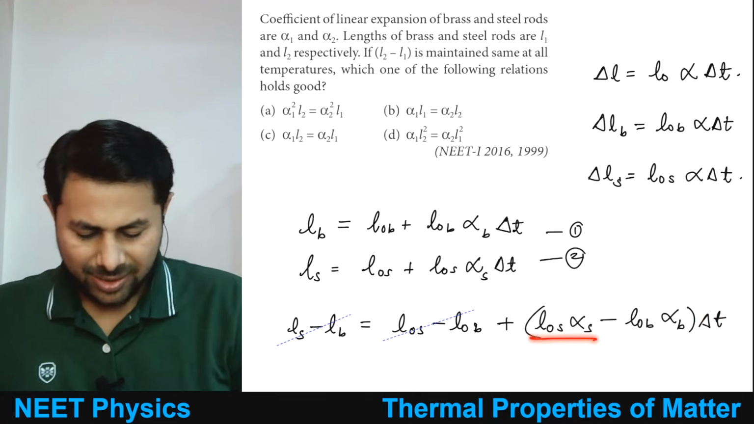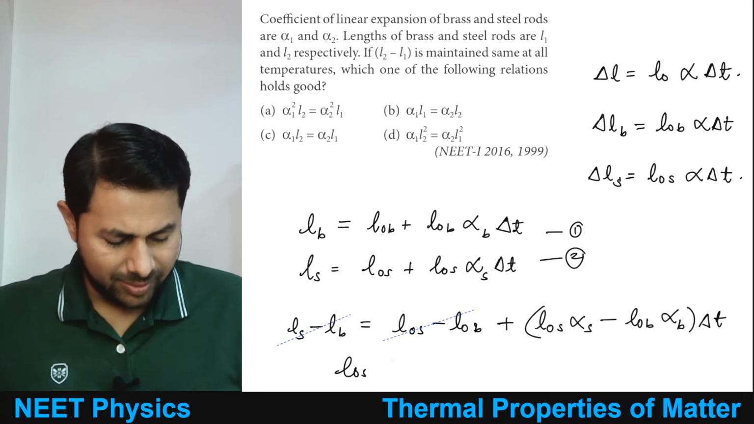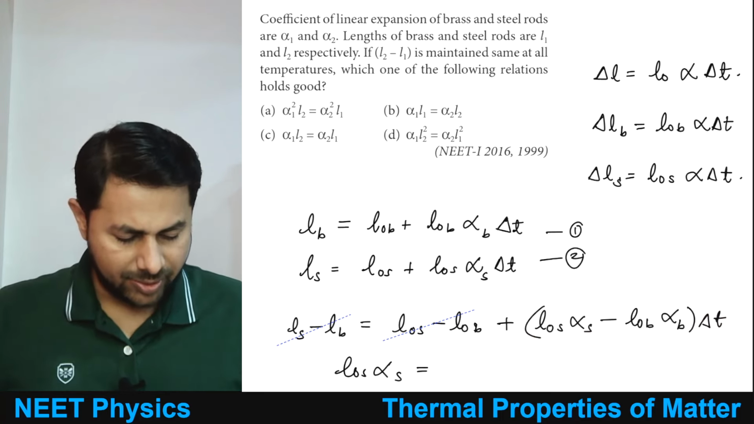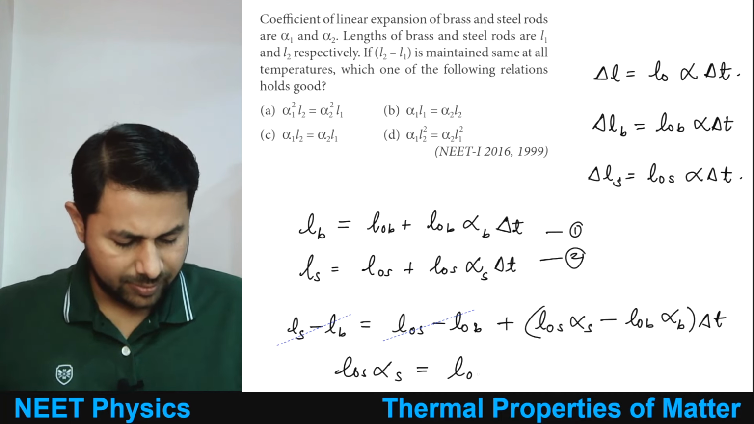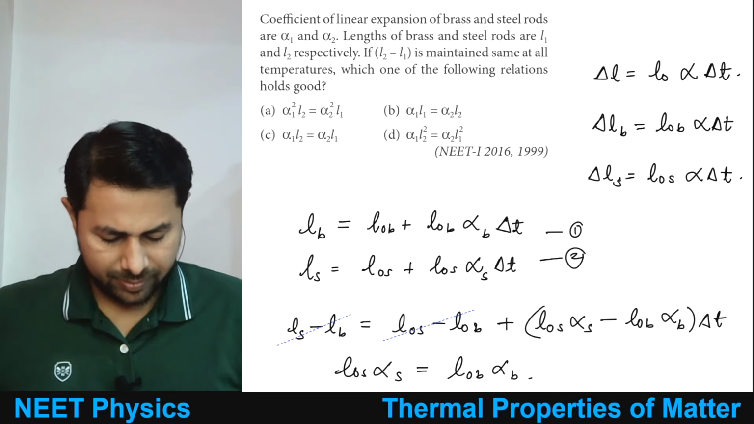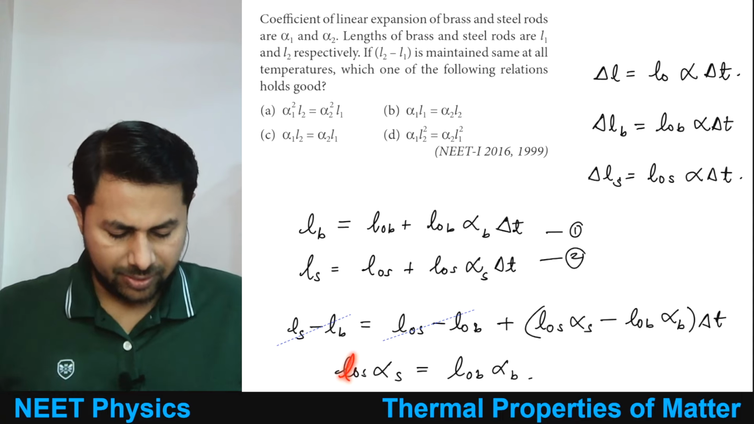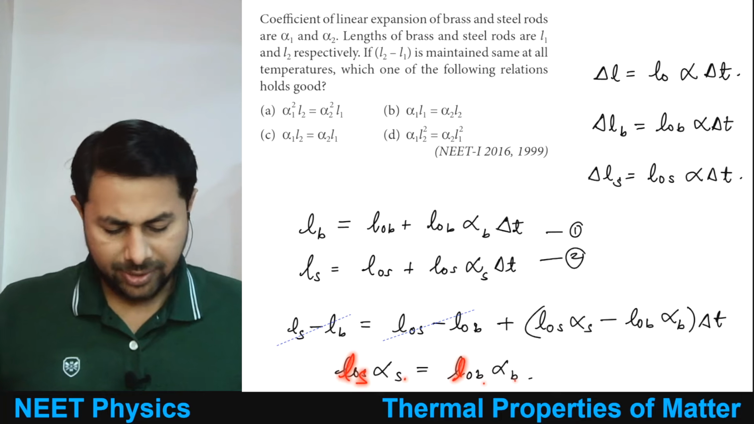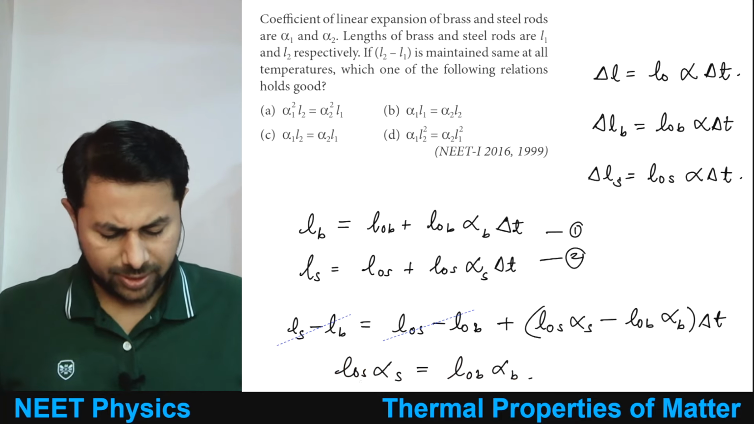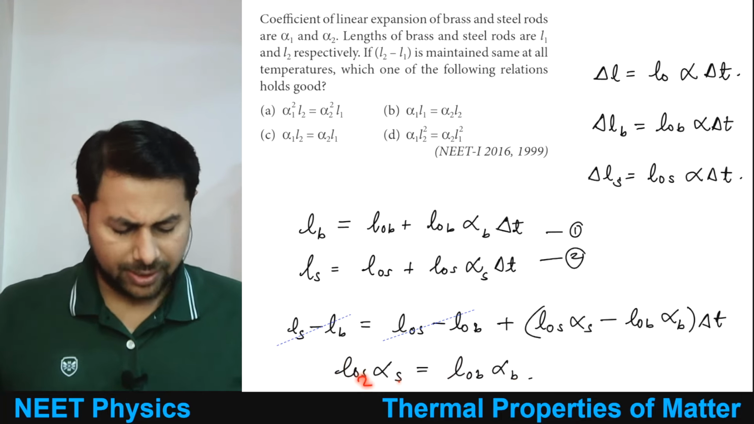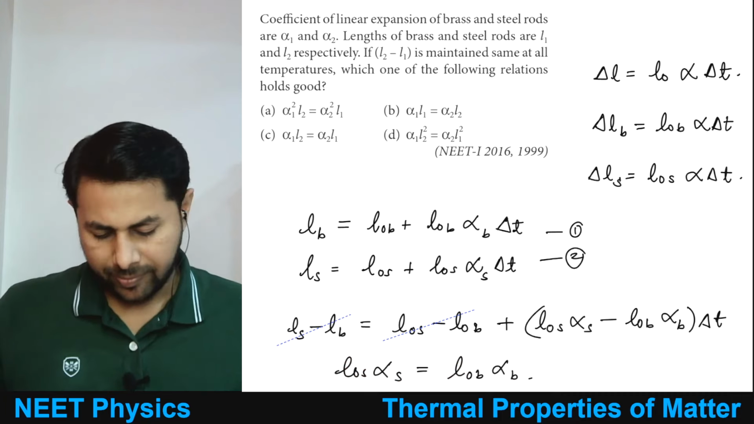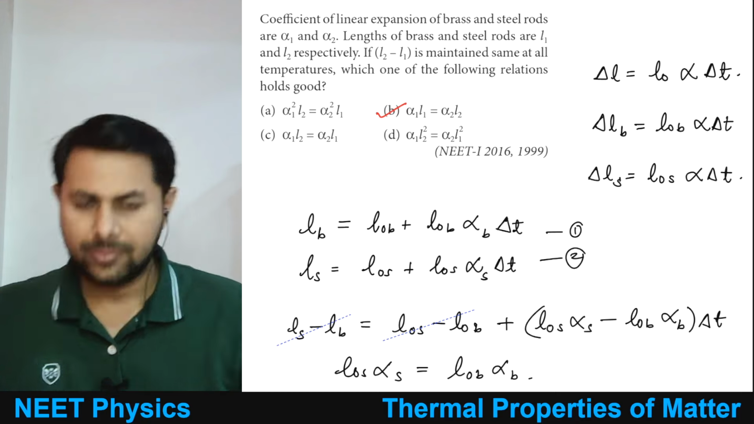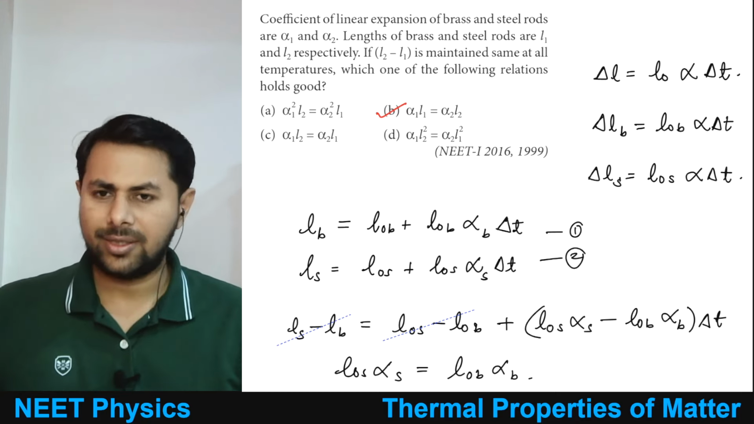So length of steel rod at 0 degree Celsius times alpha S is equal to length of brass rod times alpha B. So this is L2 alpha 2, and it should be equal to L1 alpha 1, right? So it is option B. Is this clear, everyone?